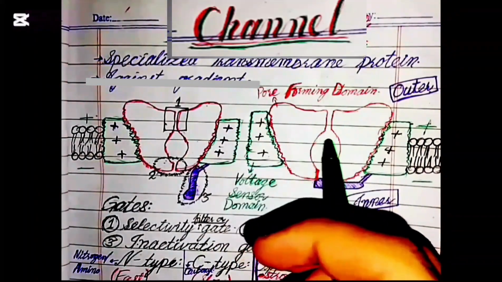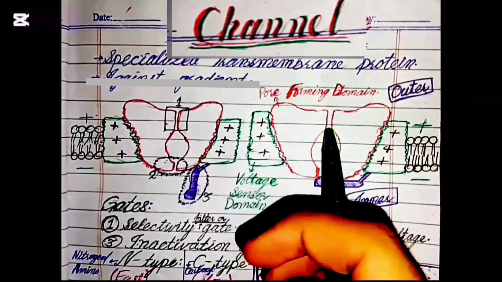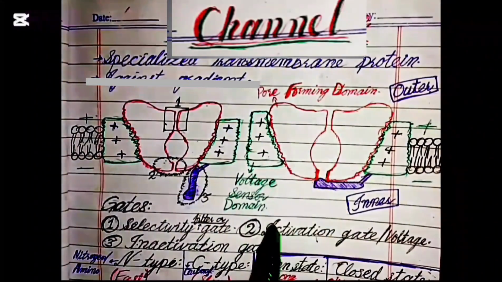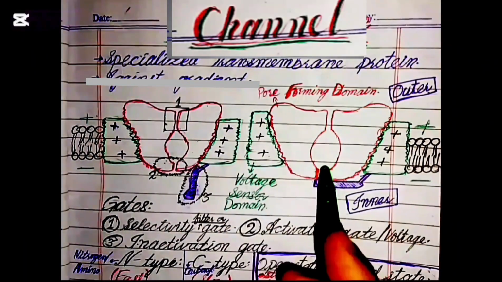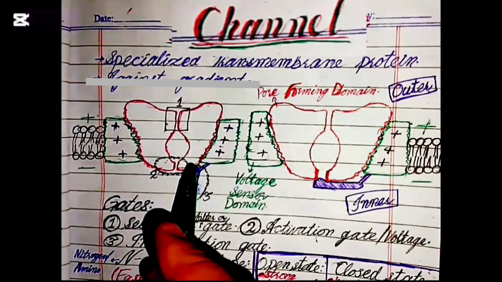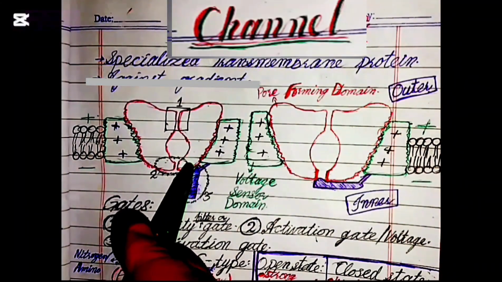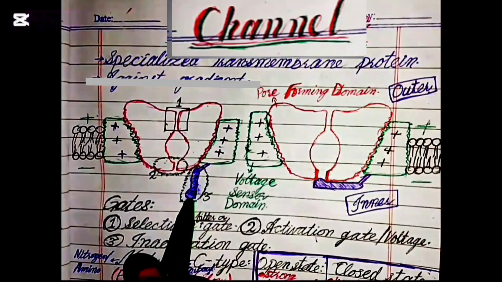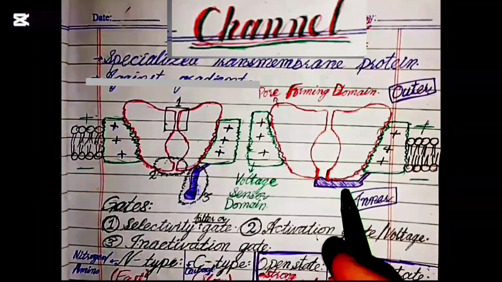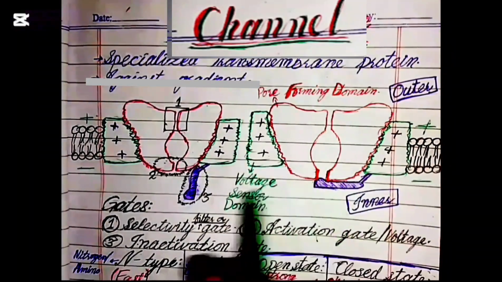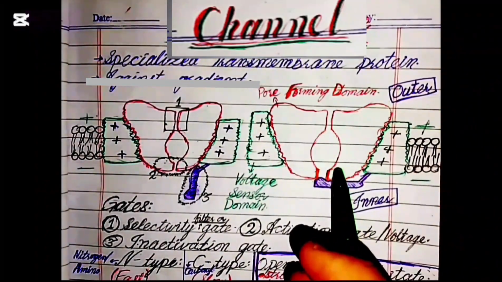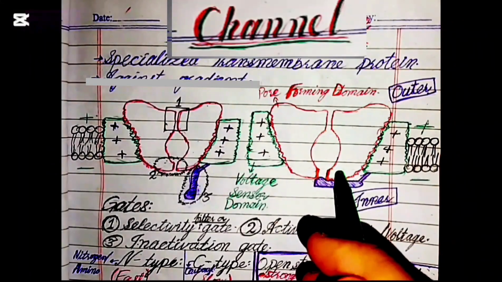Now there are different parts of the channel. For example, the first part is that one. This is the selectivity filter, or we can also say selectivity gate. And this one is the activation gate, or we can also say voltage gate. And this one: there are N and C types in channels. In the N type, this one is the inactivation gate, and in the C type, the inactivation gate is present inside the activation gate.